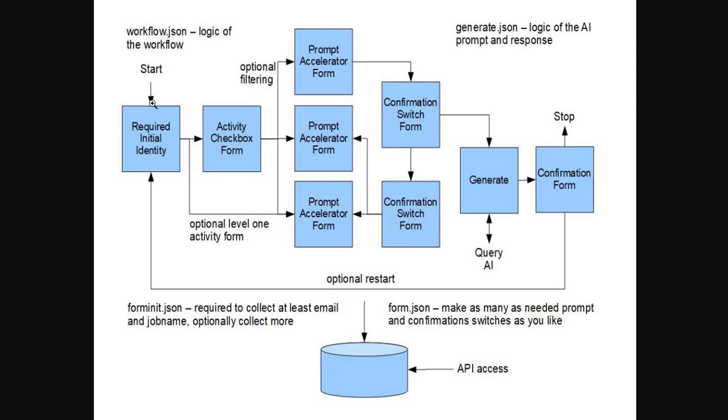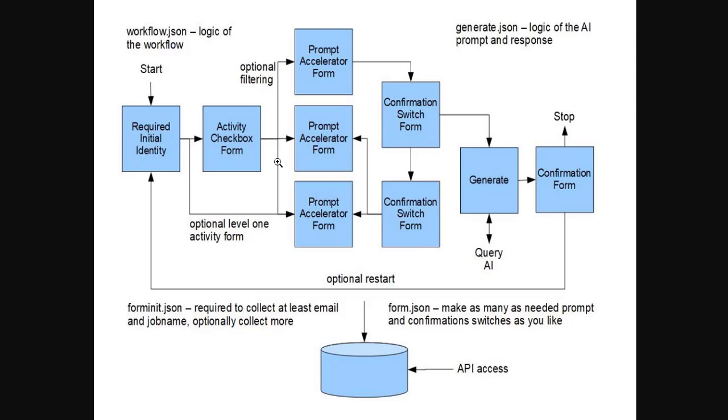We'll see that. So you first collect the identity through the email, and it puts it in the jobs table. Check the activity form, and based upon that you can have it filtering, and then you can have different prompt accelerators for each of those particular items. We had 3, if you recall. A confirmation switch, and if you have an issue you can loop back around. Generate and confirmation to stop or not, and you can loop back around again. So basically you can follow whatever logic flow you want.